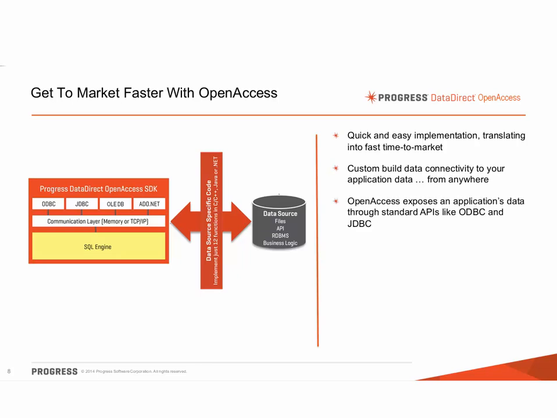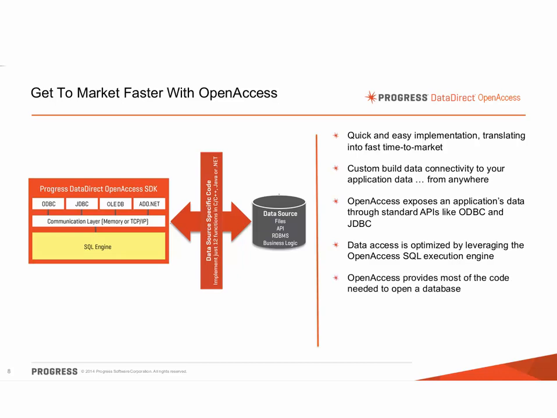Expose the application's data through standard APIs like ODBC or JDBC. And the data access was optimized by leveraging the SQL execution engine, which comes along with OpenAccess. OpenAccess really provided most of the code. There was very little additional code that had to be written in order to do this. And finally, it's SQL access, so it's standardized access to any data source, any application data, including application data in proprietary files, and as we're talking about here today, in OpenEdge applications.